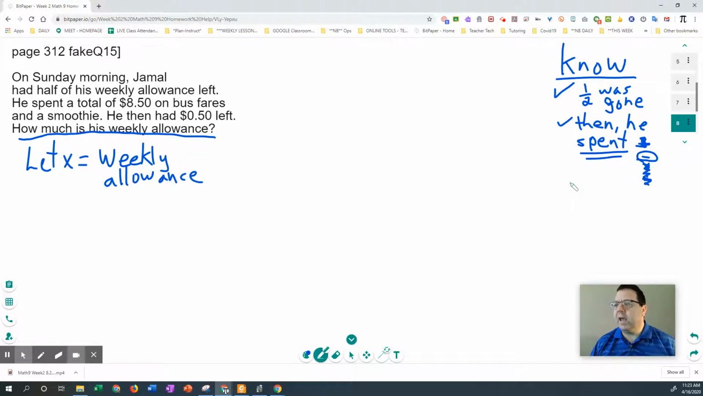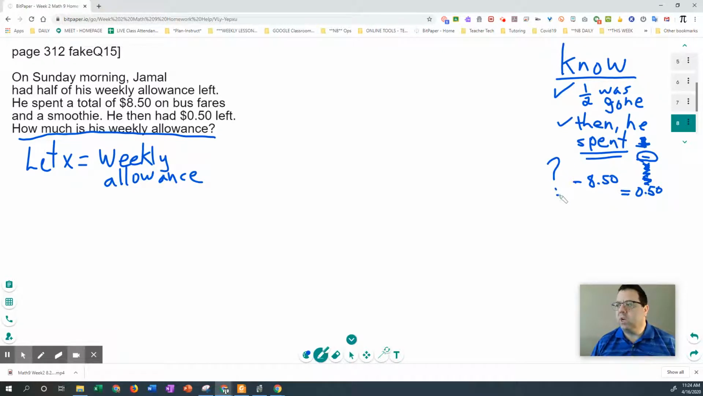So whatever he had left, he spent $8.50. You notice that I'm attaching a negative or subtraction sign. And then he had 50 cents left. So whatever the start was, and that's the part we don't know, we don't know if he started with $20, $30, $40, $17.61. Whatever he started with, we do know that he spent $8.50, and at the very end, he only had 50 cents left over.